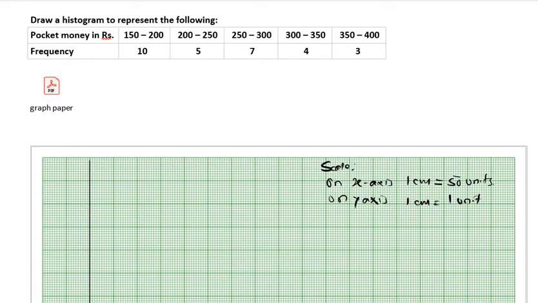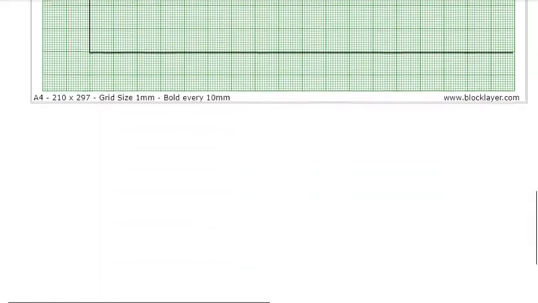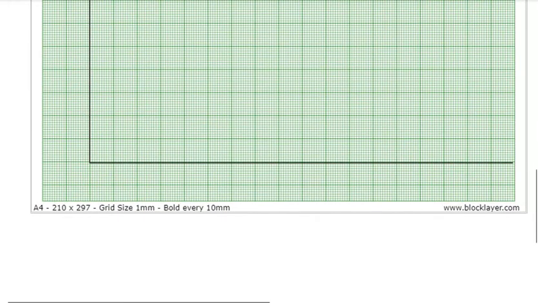Okay, so what I'm going to do here is, first I'm going to mark the arrow over here and write y-axis. Okay, then here x-axis, here will be class intervals.